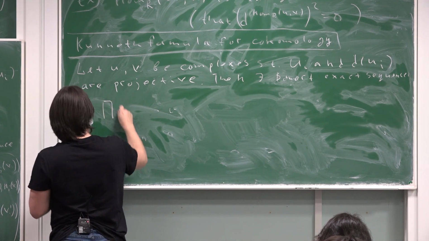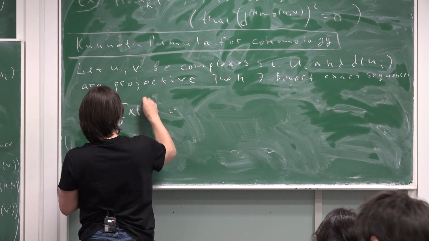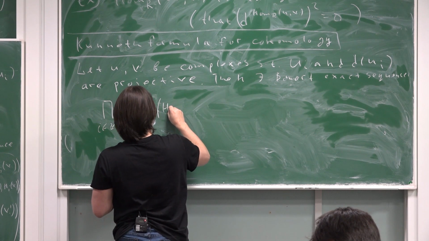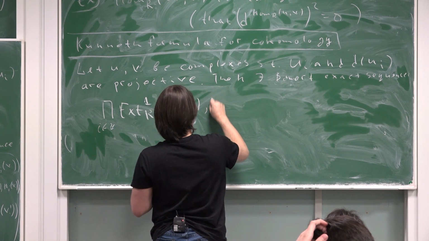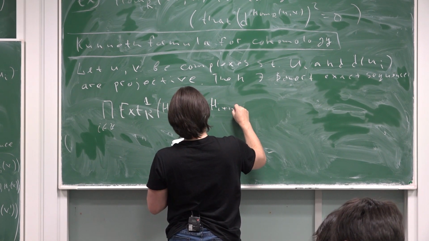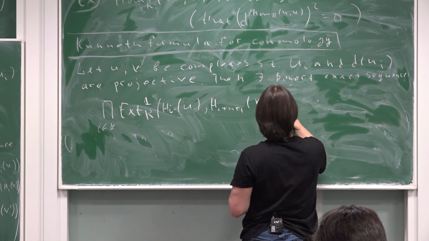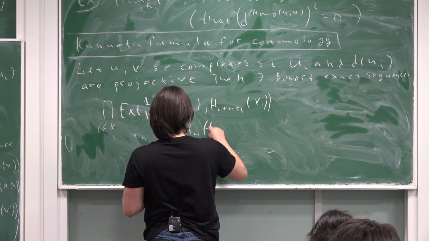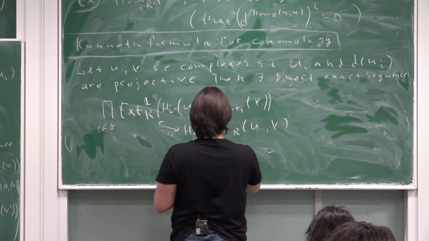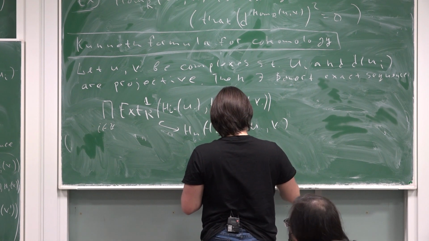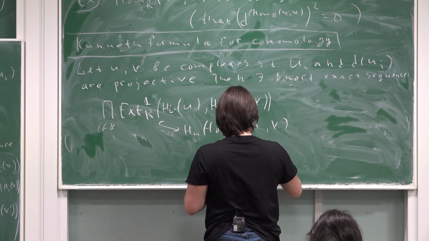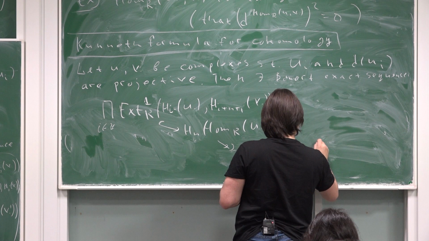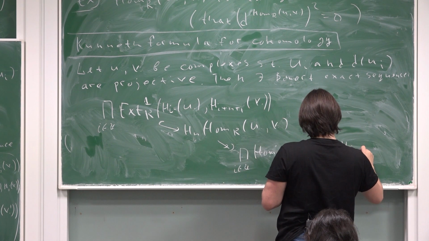Now the direct product over i from Z of H_i of U, H_{i+n+1} of V. Sorry, I will write it a little differently. By diagonal, H_n of Hom_R(U, V). And here, the direct product for i from Z, Hom_R from H_i of U to H_{i+n} of V.